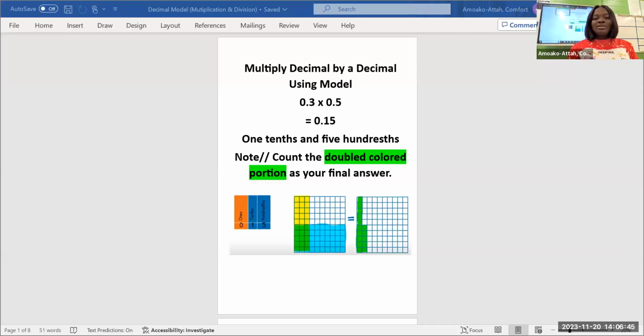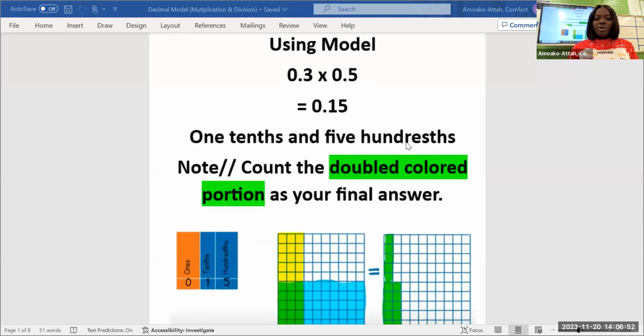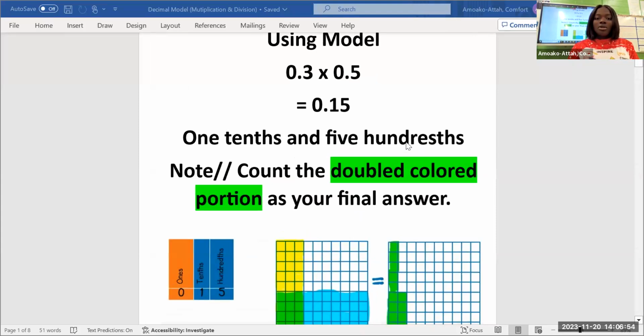So I'm going to share one or two. Okay, so this is the first one: multiply a decimal by a decimal using a model. I always want to be sure that I'm sharing it for you to see whatever I'm sharing.